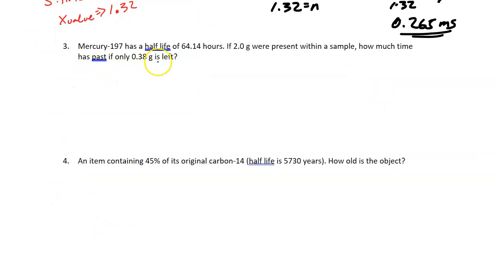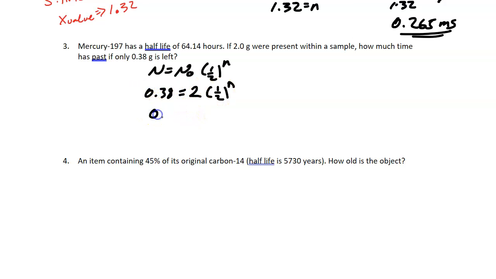Okay, taking a look at example number 3, we've got mercury has a half-life. We've been given the half-life, and we just want to know how much time has passed. Originally, we had 2 grams present. Now there's only 0.38 grams left of the mercury-96. If we take a look at that equation again, the amount we have now is 0.38. The amount we originally had was 2. And again, we're going to wind up solving for this n.